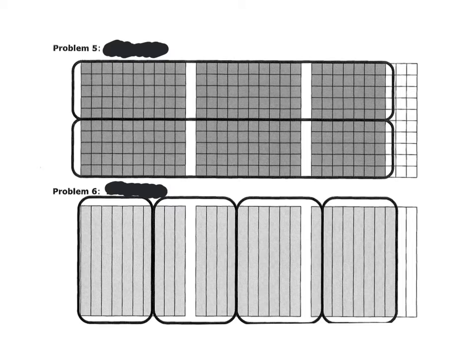If you look, this page has a couple of models for you. It actually has two problems, problem 5 and problem 6. We're going to start on problem 5. The first thing I would want a kid to do is break this down, see what you see, and think about what you're seeing here.